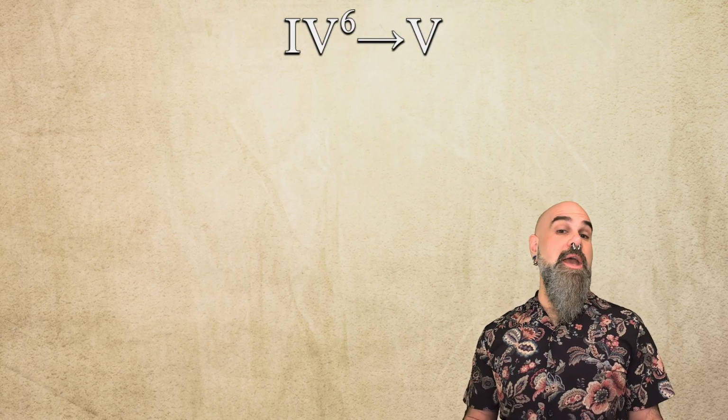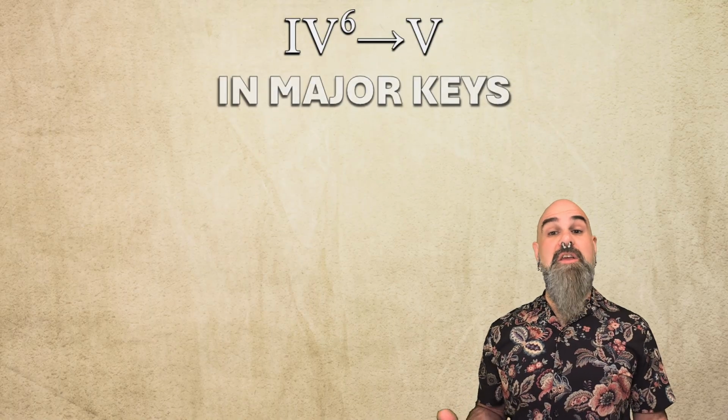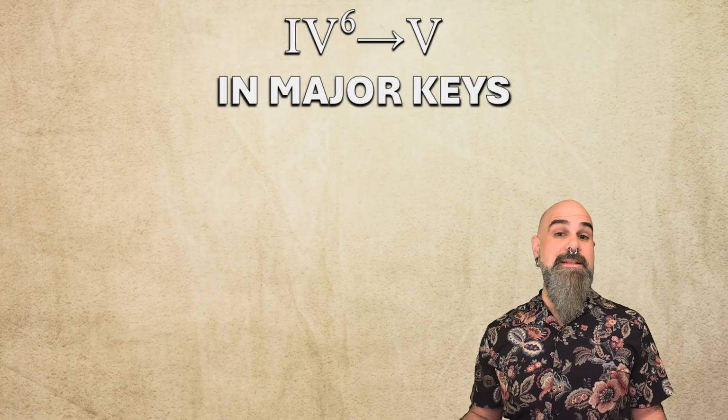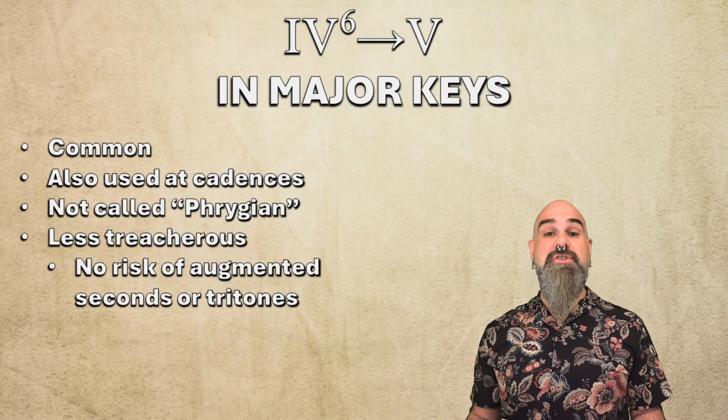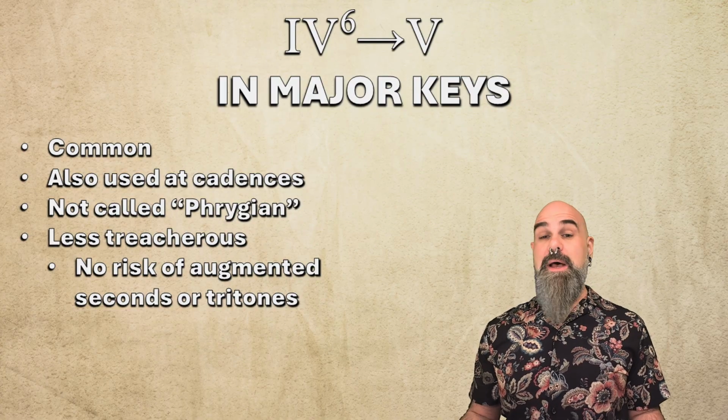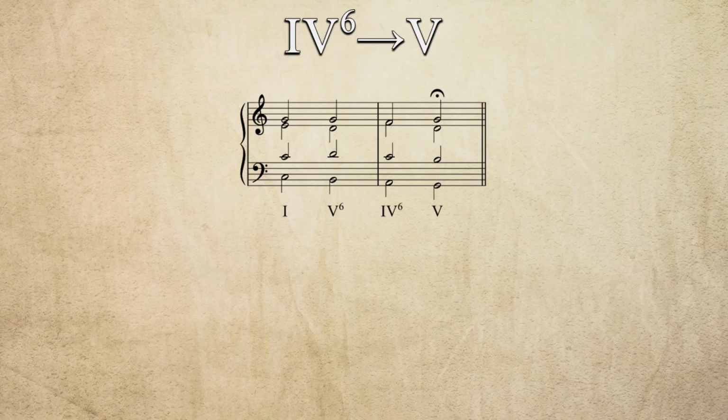And by the way, you can move from a 4/6 to 5 in major keys too, including at cadences. It just doesn't come with the Phrygian title, and it's not nearly as treacherous because there's no risk for augmented seconds or tritones.